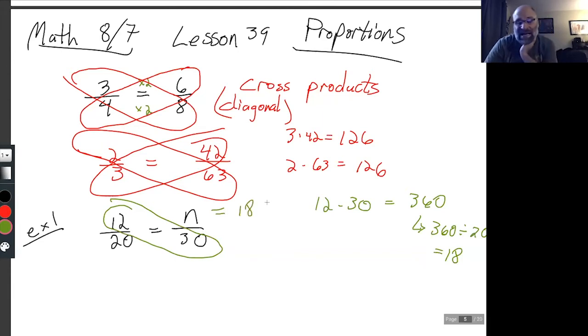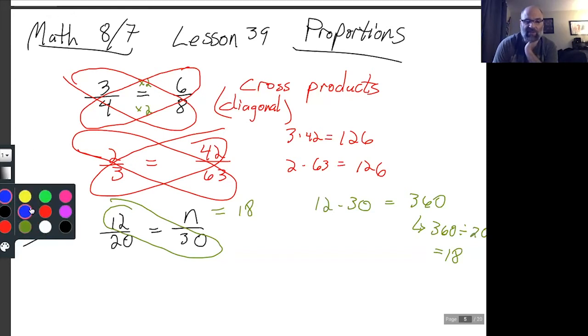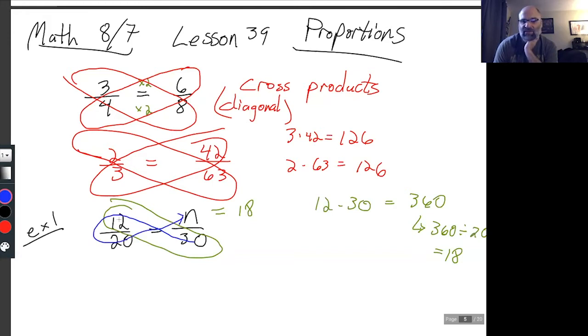So this is what I call the fish method. Here's why I call it the fish method. So I'm going to multiply my two cross products. The only cross product that I can figure out right now is this one, because we don't know what n is, so we can't figure out what this cross product is. But this cross product is 30 times 12. You get 360, and then you divide by 20 to get your answer. So see the little fishy? This is why I call it the fish method. So 30 times 12 divided by 20 equals 18. Okay?